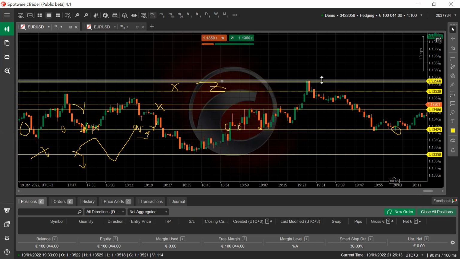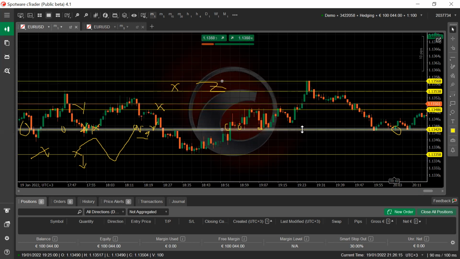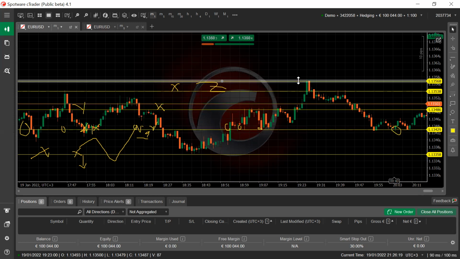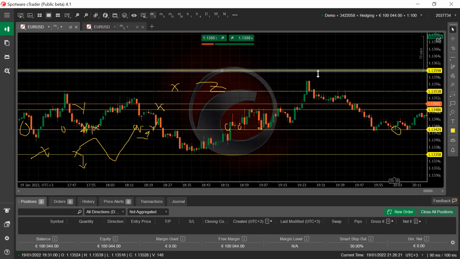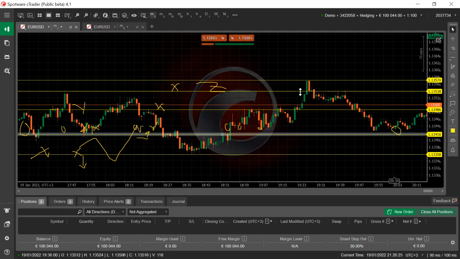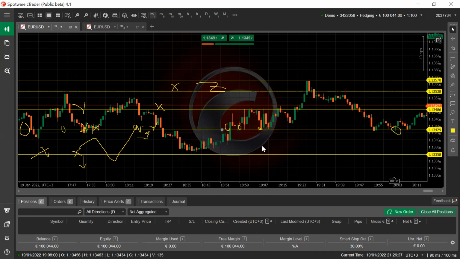So this is an additional line. I've added this one, I've added this one. As you can see, spot on. This line has come spot on right there, and then this line has come spot on right there. So now we can trade even with this.